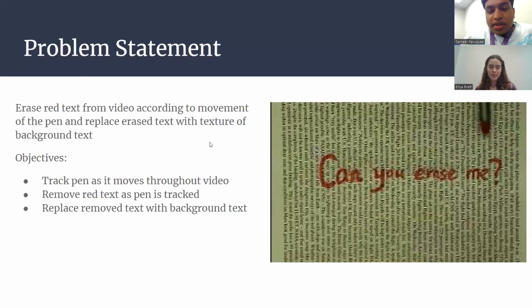So our problem statement is that we are given this video of a pen going over a text, and this text is covered with a red text that says, "Can you erase me?" And in the video, we want to erase that red text as the pen is tracking across the screen itself. So our objectives are that we want to track the pen as it moves throughout the video. And as the pen is being tracked, we want to remove the red text. And then as we remove the red text, we want to replace that text with a synthesized texture of the background text.